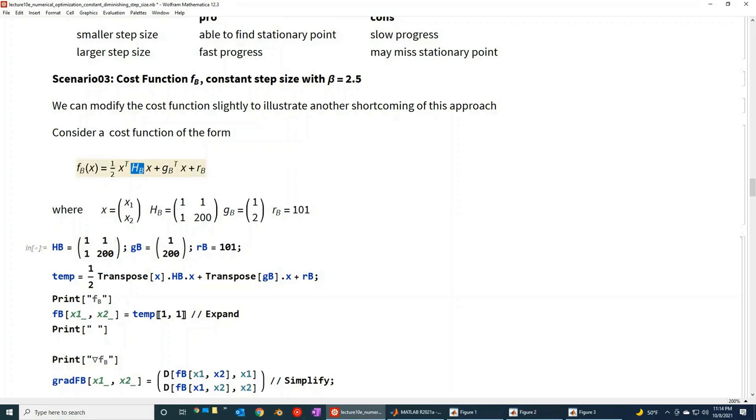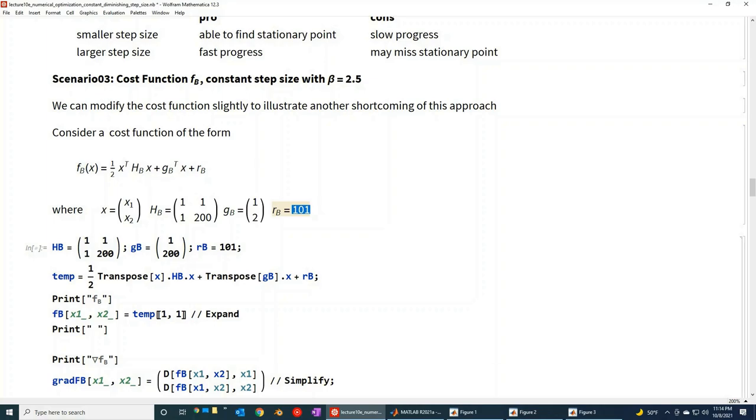The only difference is I've changed the matrix HB. So this entry here used to be a 2. I'm going to make it a 200. Okay. And then finally, the only other minor change is the constant offset of RB. It used to be, I think, a constant offset of 2. Now I'm going to make this a constant offset of 101.